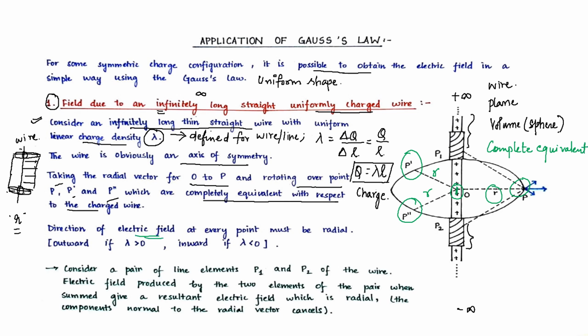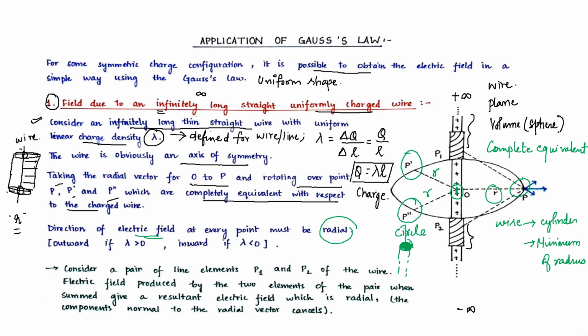Direction of electric field at every point must be radial. Radial implies this is the end of our wire, and it will look like a circle. Why so? When we extend it, it looks like a cylinder. Wires are solid cylinders with a very minimum radius. So the case is that this is circular.